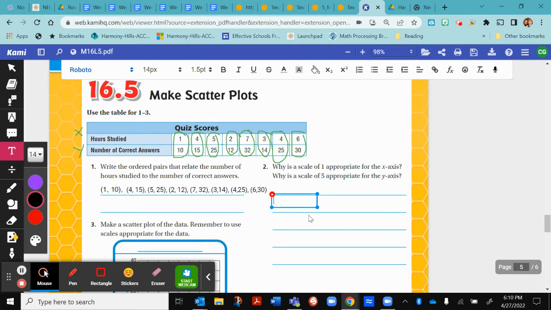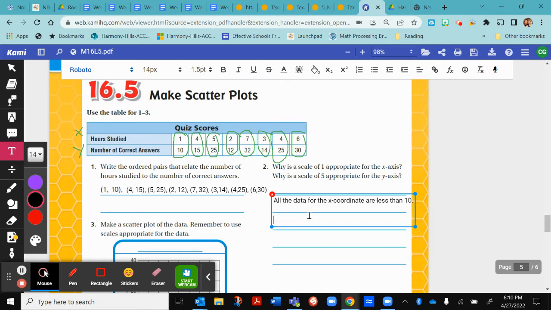So I'm just going to type it out here. All the data, and you can word it the way you want to, for the x coordinate or the x-axis, are less than 10. Let's look at the next one.